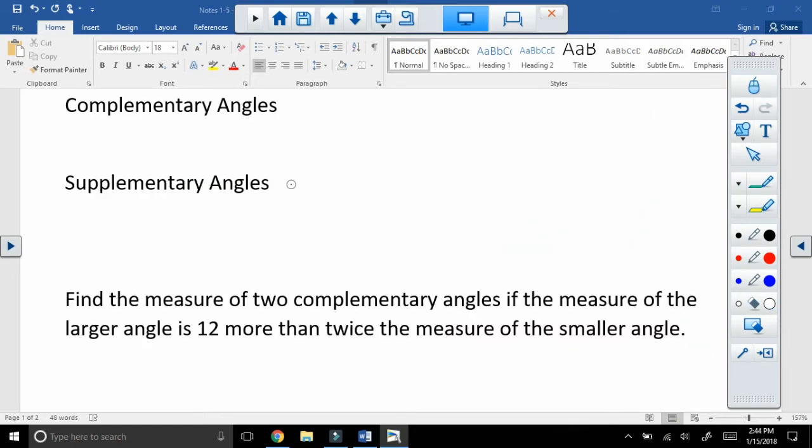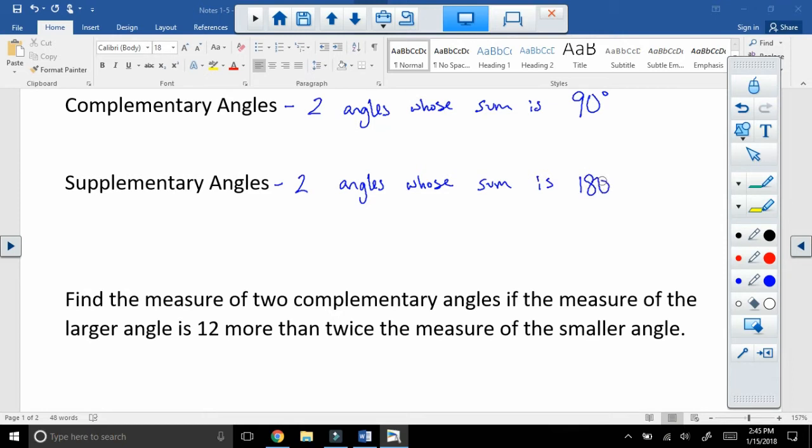Hopefully you've seen these other words before, complementary and supplementary angles. Complementary angles are two angles whose sum is 90 degrees, and supplementary angles are two angles whose sum is 180 degrees. I'm going to pause here for a minute.